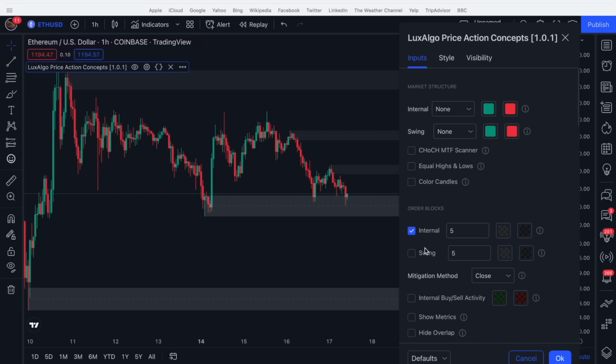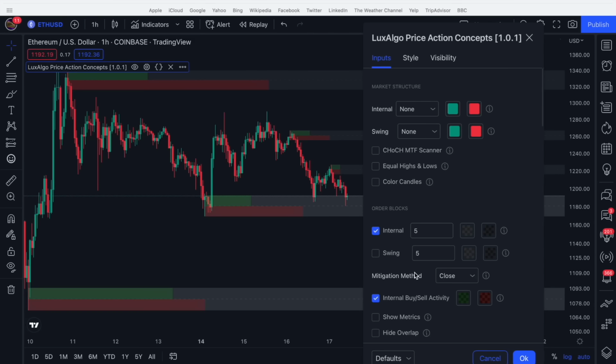They're not a higher time frame, but higher structures, just longer distances, more candles taken into account. So you also see this mitigation method option. Mitigation in basic terms means the order block has been dealt with. The price has hit it, gone through it, ignored the order block, or absorbed all the orders. It means the order block is no longer relevant. So it's a question of when we decide that the order block is no longer relevant.